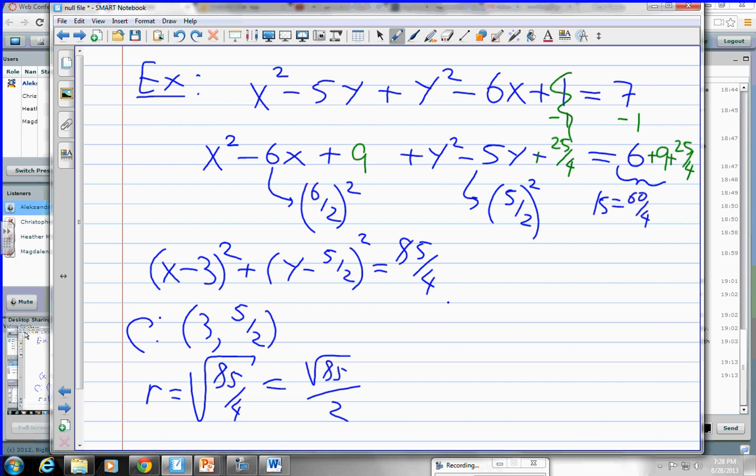And I can do that. Now 85. Is that anything nice? 85 is divisible by 5, 17 times 5, is that right? So yeah, that's nothing you can do. So that's the radius. Whatever that is numerically, I don't care. And neither should you. That's your answer.